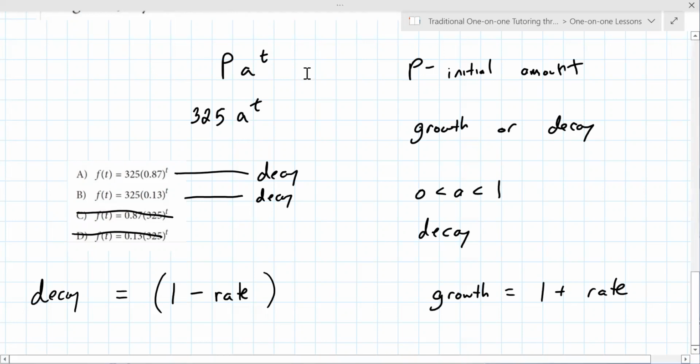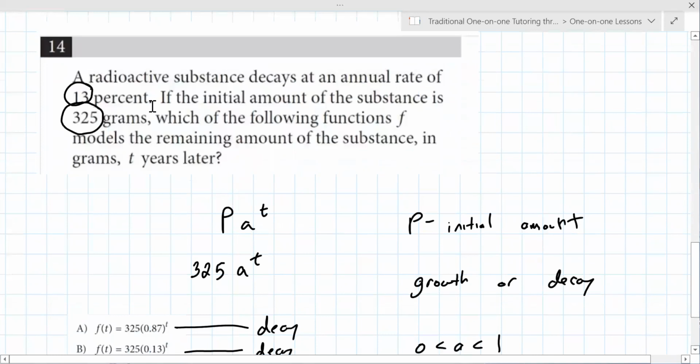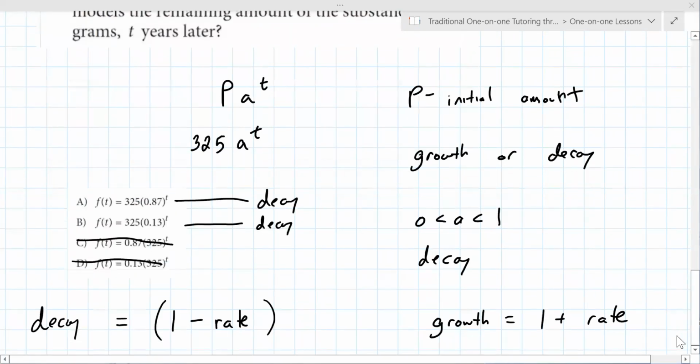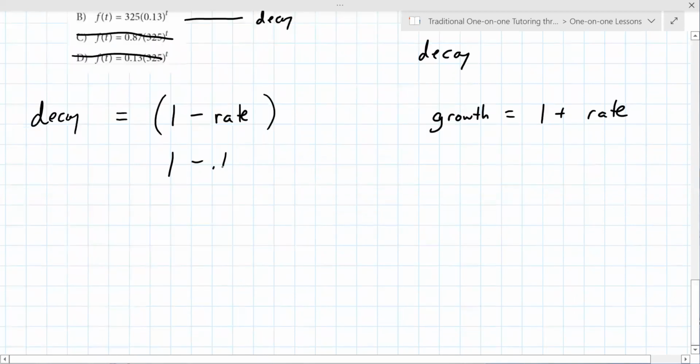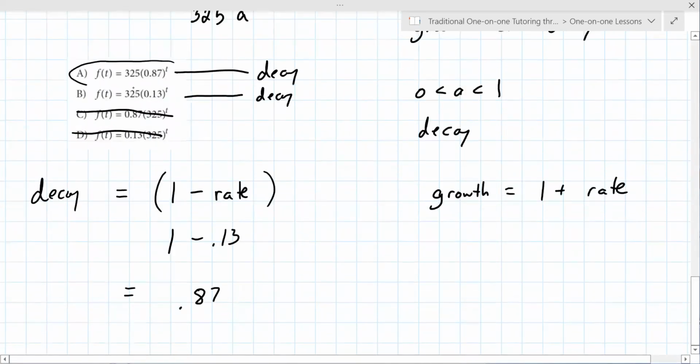Okay, and what is the rate in this problem? 13%. And the reason I say it that way is percents are what adults use, but in textbooks and in math classrooms, we use decimals. What is the decimal equivalent to 13%? 0.13. So in our problem, we're going to do 1 minus 0.13, which is 0.87. Okay, so the correct answer is A, but notice that B kind of looks correct because it's got the 0.13 in there.